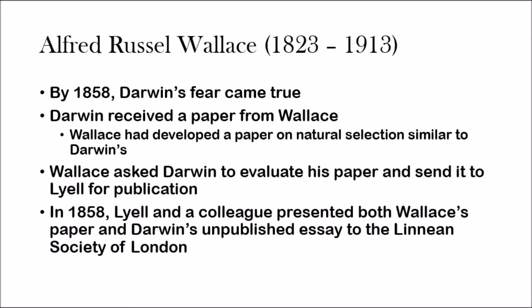However, this other scientist came along. His name was Alfred Russel Wallace, and in 1858, Darwin received a paper from Wallace, one of his colleagues, and Wallace had developed a paper on natural selection, which was similar to Darwin's. So Wallace came up with the same idea on natural selection, just as Darwin did. Now, Wallace asked Darwin to evaluate his paper and also sent it to Lyell for publication. And in 1858, Lyell and a colleague presented both Wallace's paper and Darwin's unpublished essay to the Linnean Society of London. And that was a society that basically was responsible for taking these publications and storing them and actually giving scientists the credit they deserved for their ideas.